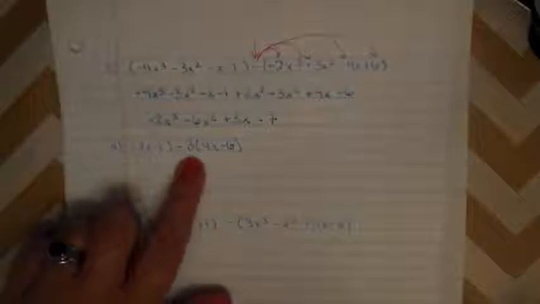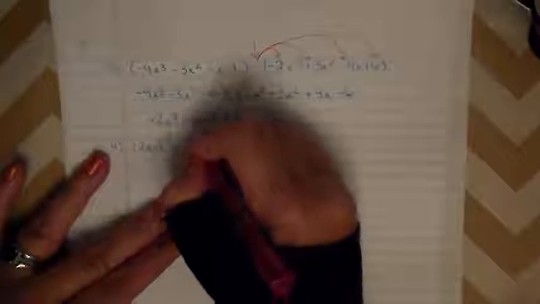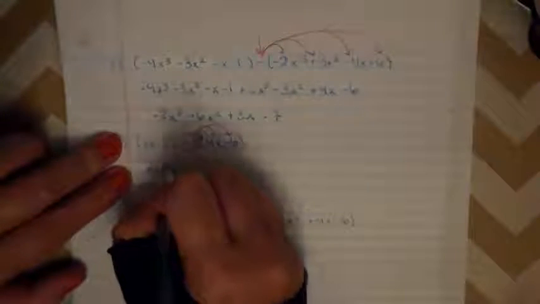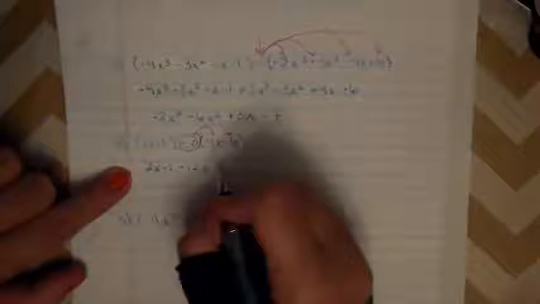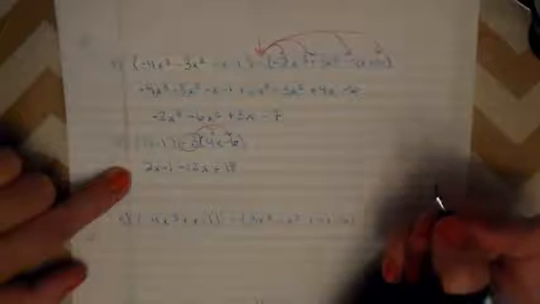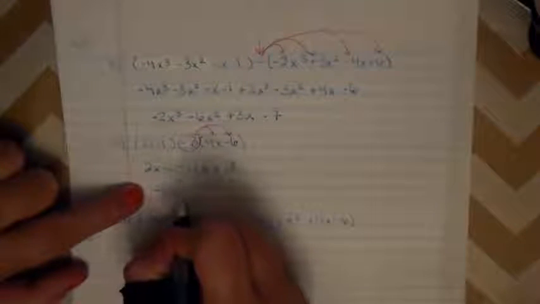When I have minus and a 3, I need to distribute in this negative. So I'm going to multiply both of those by negative 3. This first one is not changing, so I'll rewrite that. Negative 3 times 4 is negative 12. Negative 3 times negative 6 is positive 18. 2x and negative 12x go together. Negative 1 and positive 18 go together.